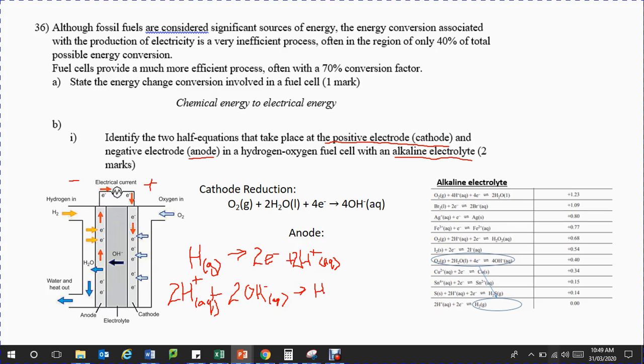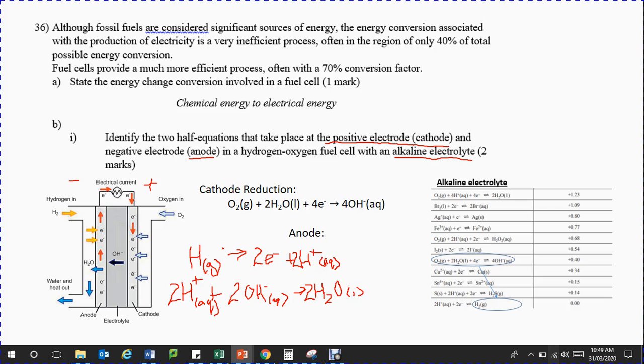Okay, now this isn't a redox reaction, because if we look here, we've got 2 positive plus 2 negative, that's neutral, and water is neutral. So this here is our oxidation reaction, forming our hydrogen ions. It's reacting with our hydroxyl ions to form our 2 water, and that's what's occurring over at the anode. But it wants the overall anode equation.